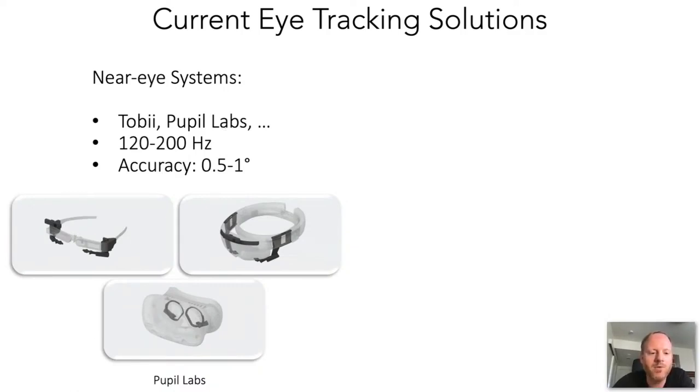And both of these types of systems run at maybe 120 hertz, up to 200 hertz, I would say. They're not very power efficient. So they're mostly coupled with VR systems that are tethered or that have a big battery pack on the back of your head. And they have accuracies somewhere in the order of 0.5 to 1 degree, which is, I would say, standard for eye trackers.